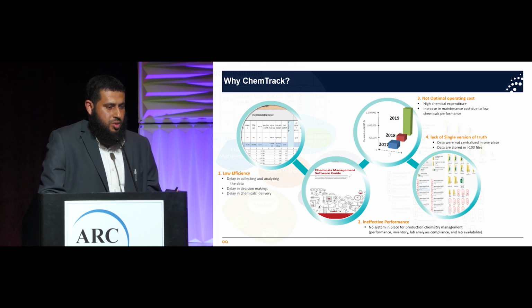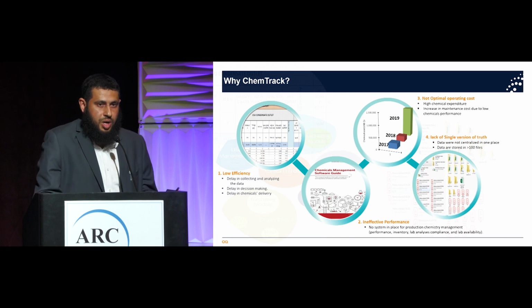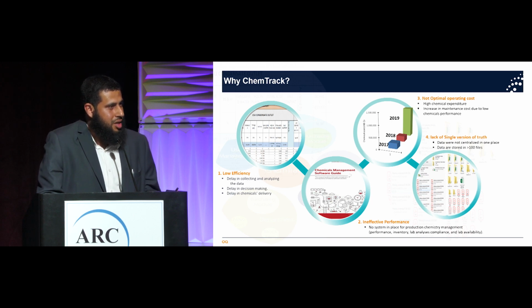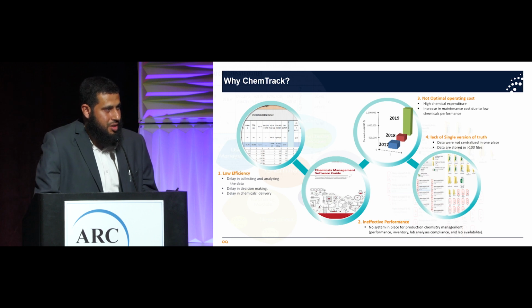The third point is not optimal operating cost. We used to invest more in the chemicals. You know how it is in the oil and gas industry, one of the largest expenditures is chemicals. You can see the graph from 2017, 2018, up to 2019, how much we were spending on chemicals. So the management are not happy about the chemical cost. We need something that can help us overcome all of these challenges.